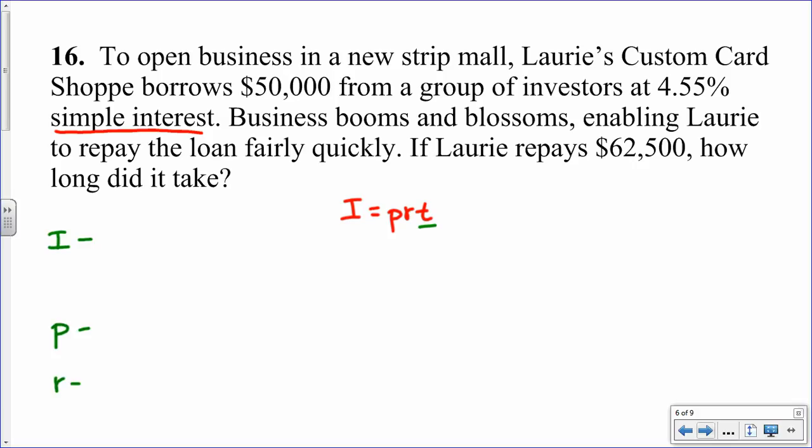Again, I'm skipping A because the simple interest is I and not A. How much should I start with? What's P? 50,000. And what's my rate as a decimal? 0.0455. Okay. I needs to be what your interest was.